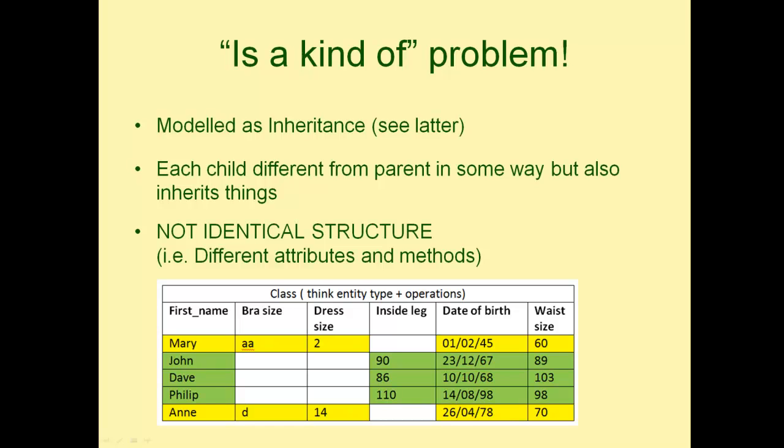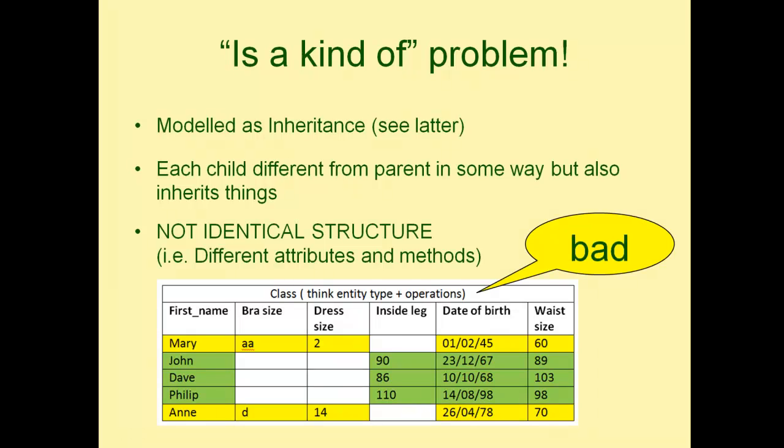So it's pretty obvious that what we'd have is a supertype with two subtypes, and the supertype would be the parent type. That is, the supertype would have date of birth and waist, and then the two subtypes, the two children types, would be male and female, and they would have these additional attributes, which we'll look at later on how to do this in more detail.